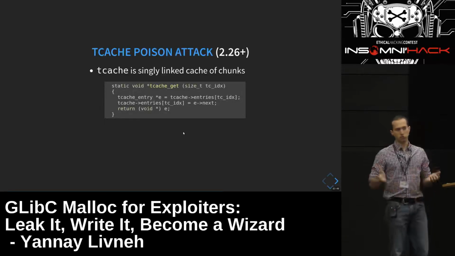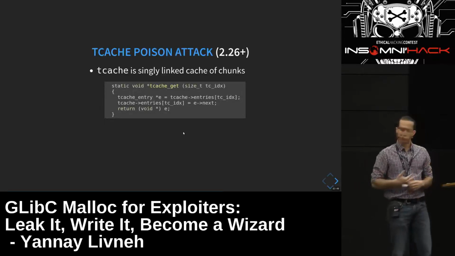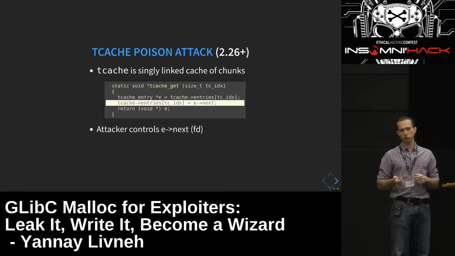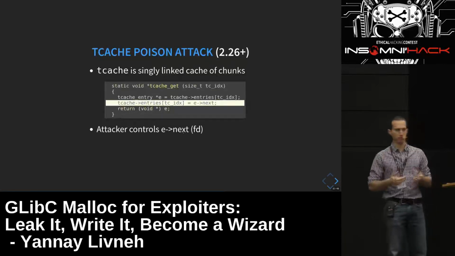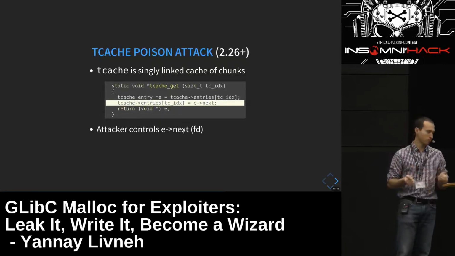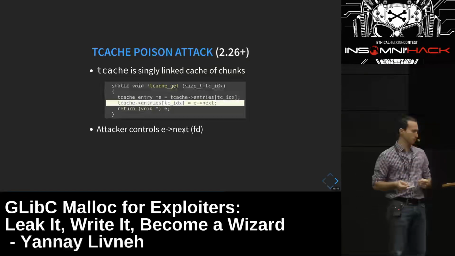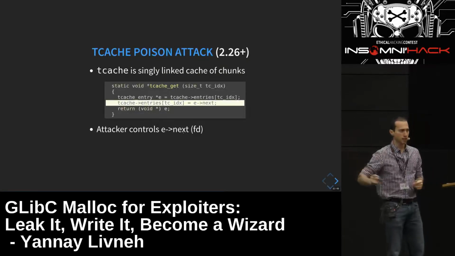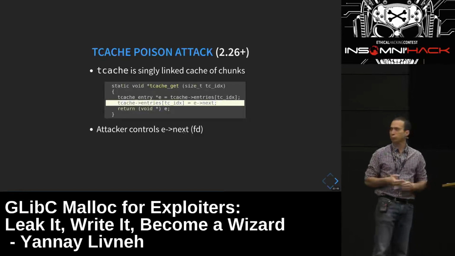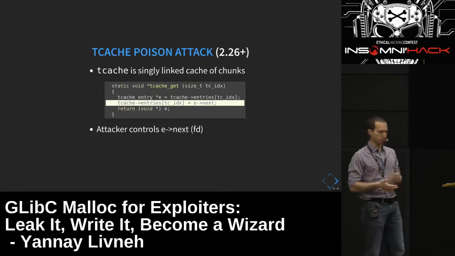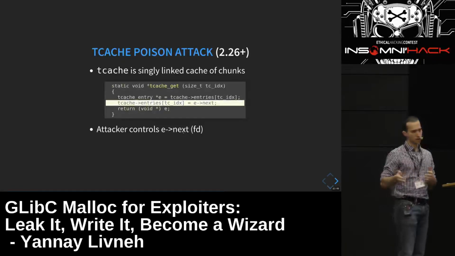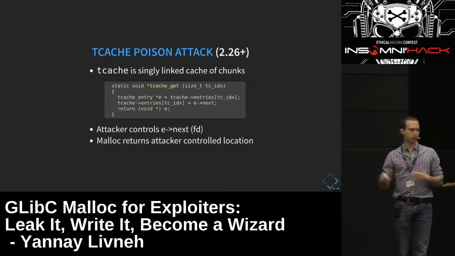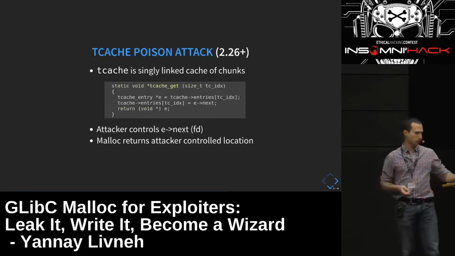As you can see, there is no verification here. An attacker that controls this next pointer, the FD pointer, which coincides with user data, in a use after free situation, for example, can just poison the cache and put whatever pointer they want in the cache. And in the next allocation, Malloc will return an attacker-controlled memory location.